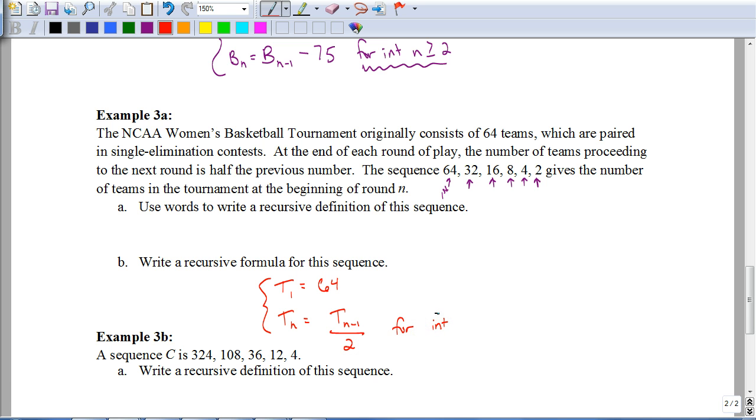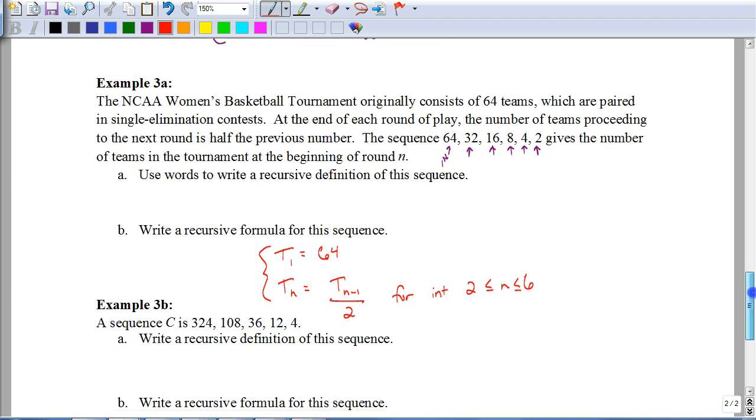Now the key here, though, is for our integers. We already know our first term, so I'm going to use this formula for starting with the second term, going all the way to, we said that there's 6 terms, so going all the way to the 6th term. So the term numbers would go from the second term to the 6th term that we would use in this formula.